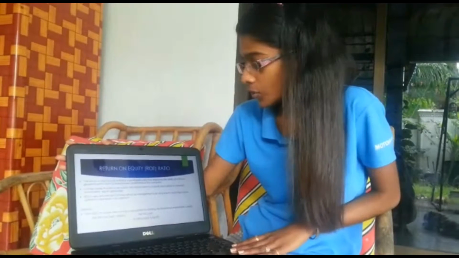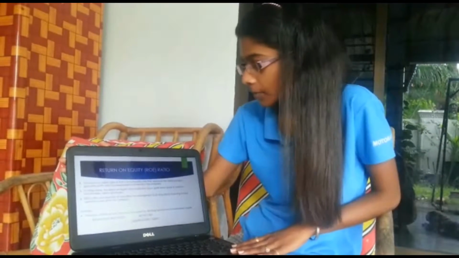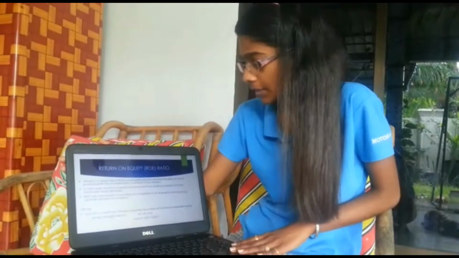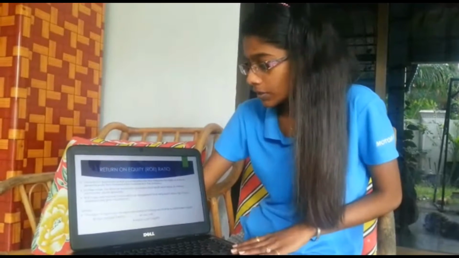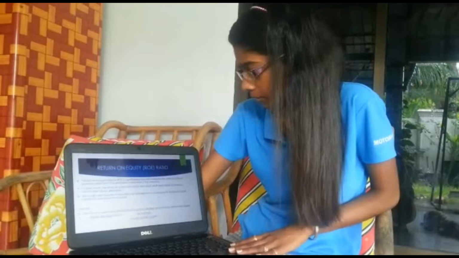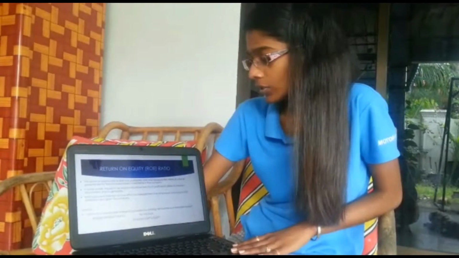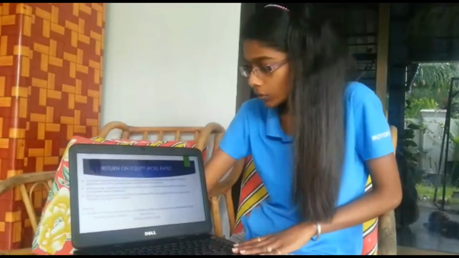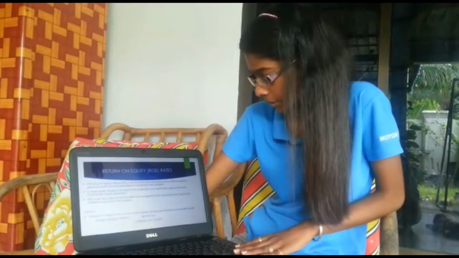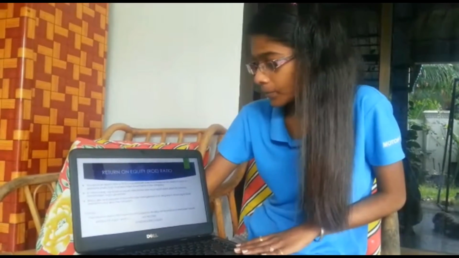And lastly, return on equity ratio. Return on equity ratio is a profitability ratio that measures the ability of a firm to generate profit from its shareholders' investment in the company. In other words, the return on equity ratio shows how much profit each dollar of common stockholder equity generates. ROE also indicates how effective management is at using equity financing to fund operations and grow the company.